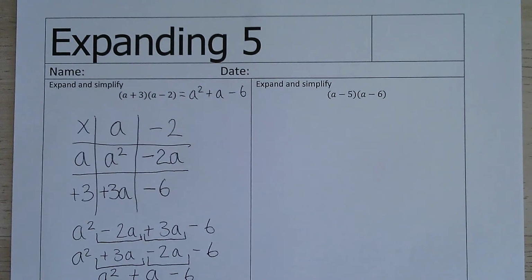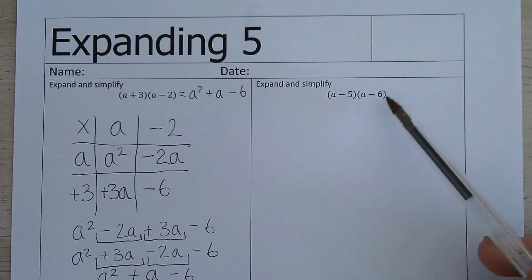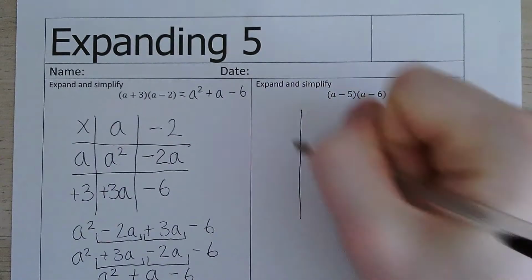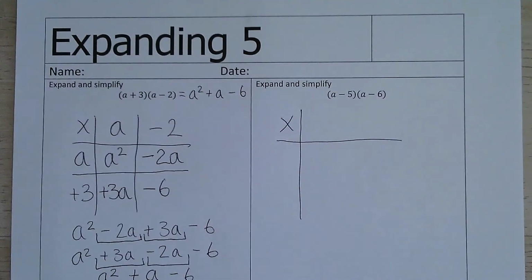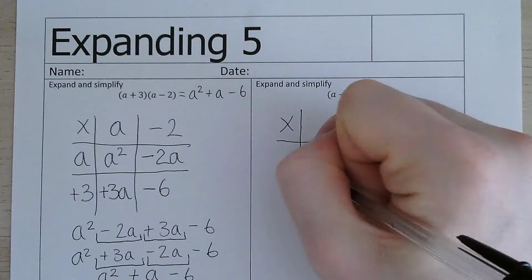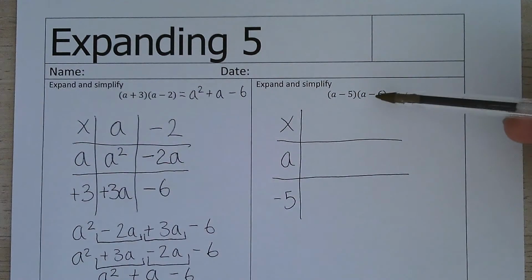On to question 2. And this question is very similar to the last question, but now we have two negative terms across the whole question. We start off just like last time with the grid method. Down the left hand side we're going to have A and then minus 5. And across the top row, we're going to have A and minus 6.